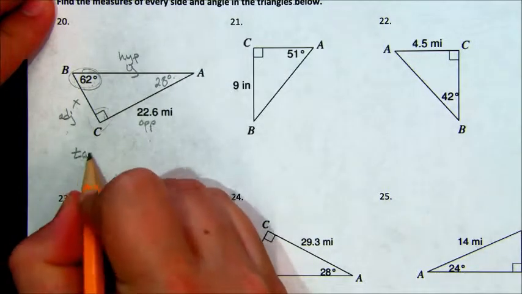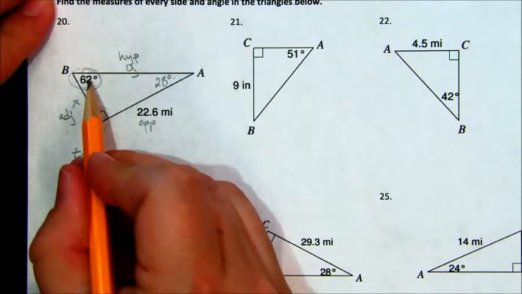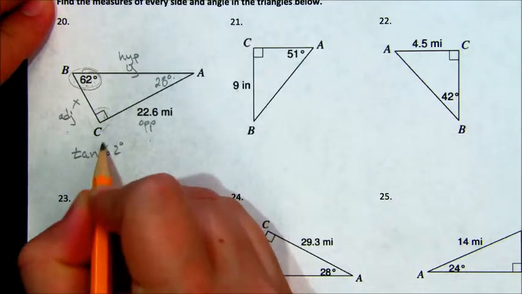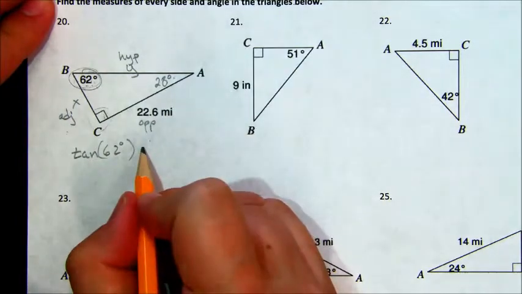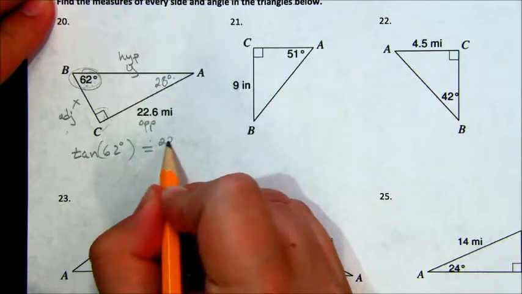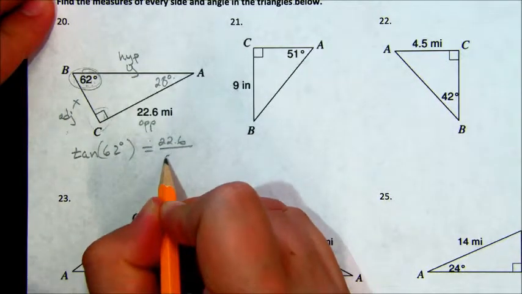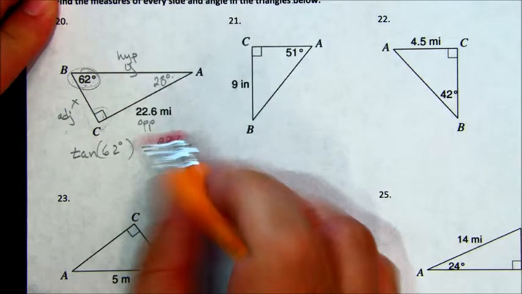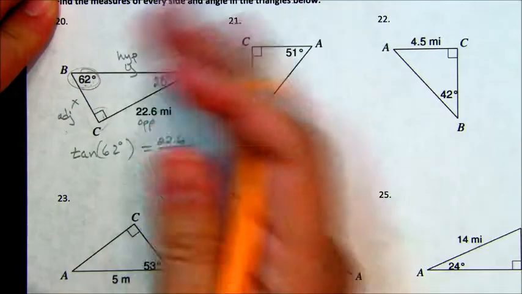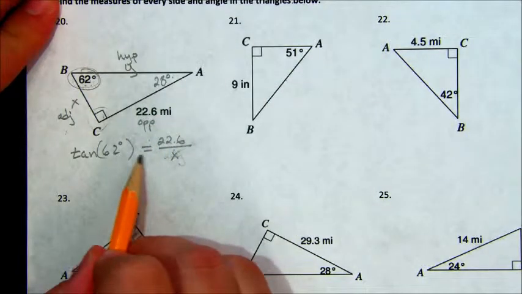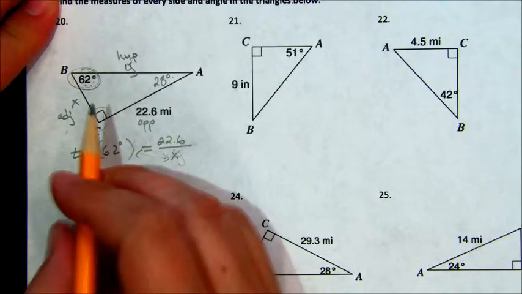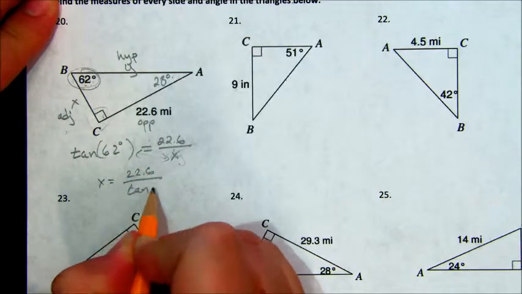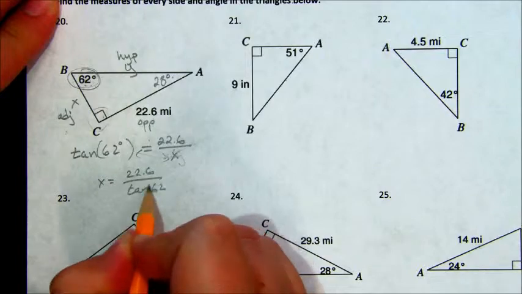So tan of the angle, and I know what the angle is, so I will fill this in, right? I know it's tan 62 equals 22.6, that's the opposite, over the adjacent side, which is X. I'll just write X here too. Okay, now we talked about before, a little algebra trick, I can switch these two around, which means that X is going to be 22.6 over tan 62.